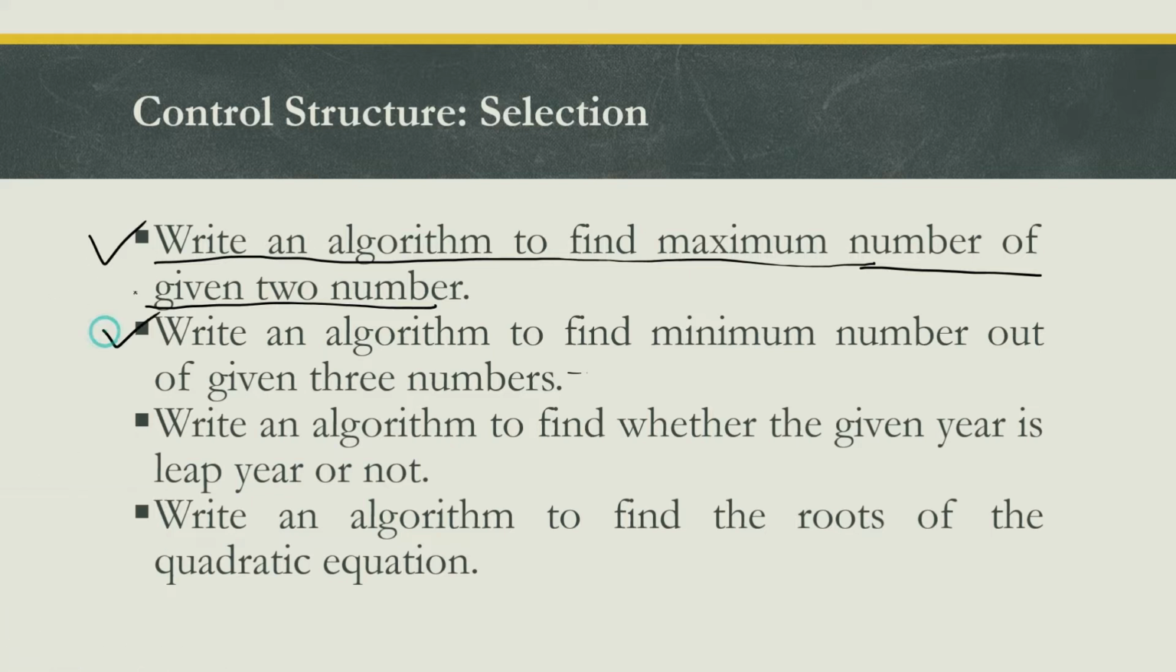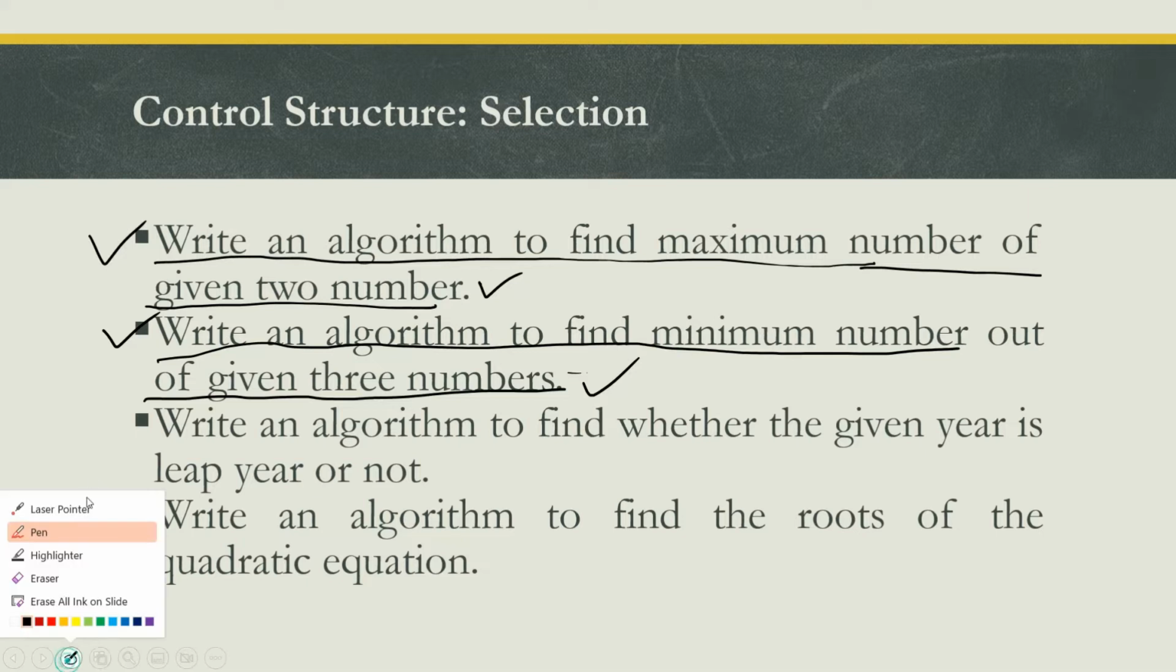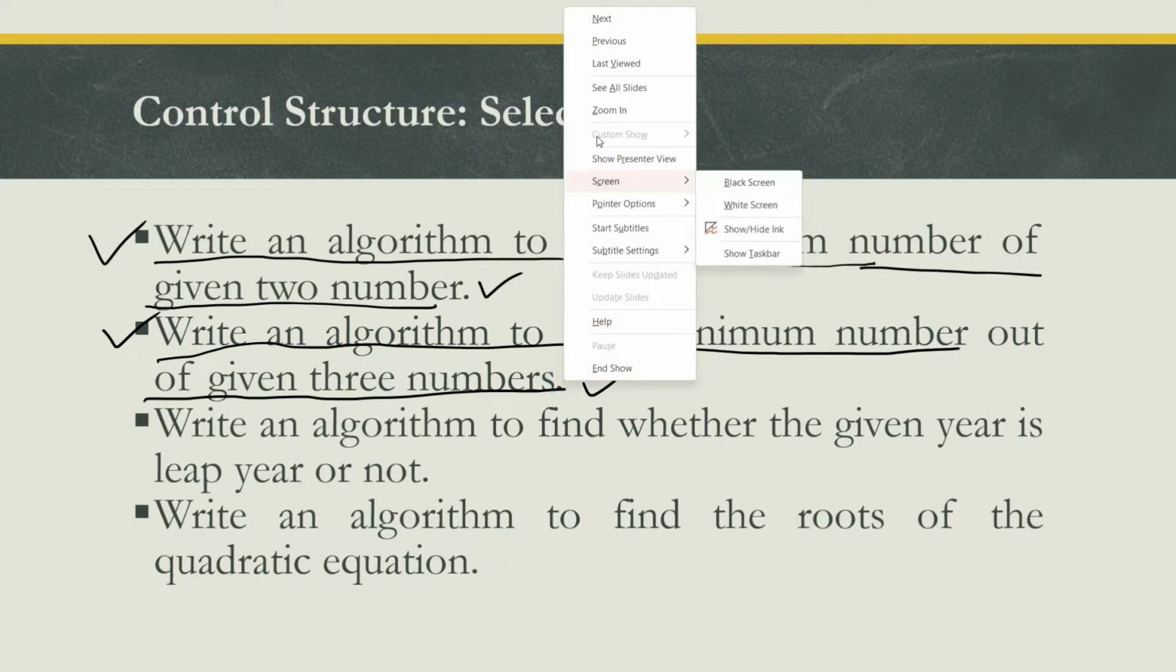Write an algorithm to find the minimum number out of 3 given numbers. It is the same as the previous one. In the previous one, we had to find the maximum out of 2 given numbers, but in this case, we have to find the minimum number out of 3 given numbers. So let's discuss the logic before we write the solution for this problem.